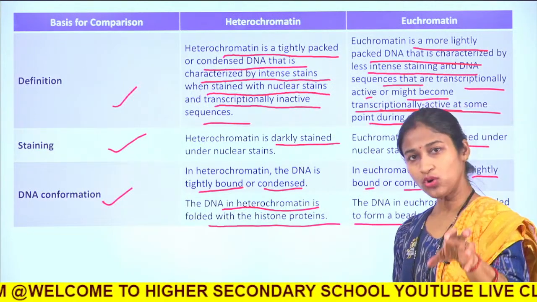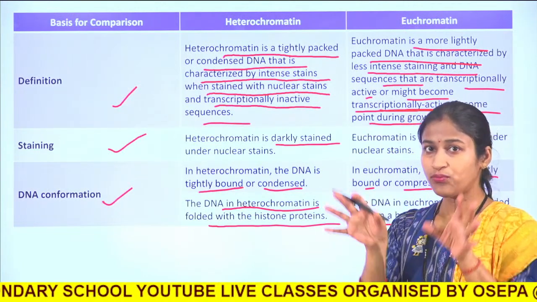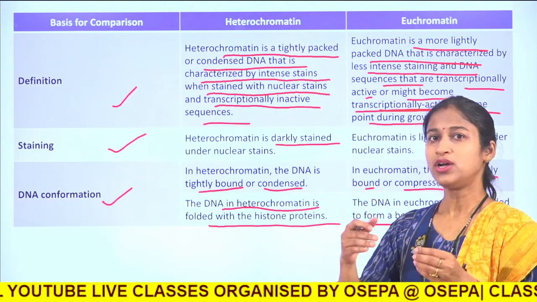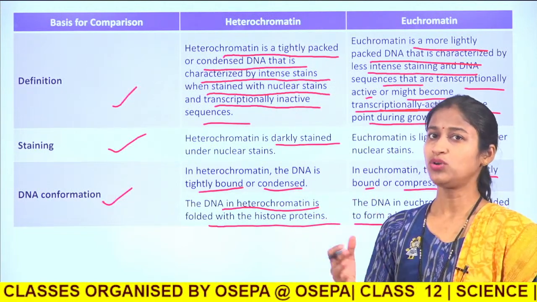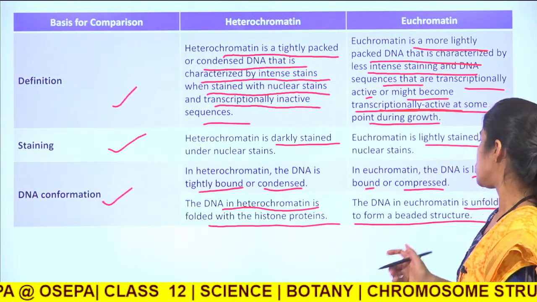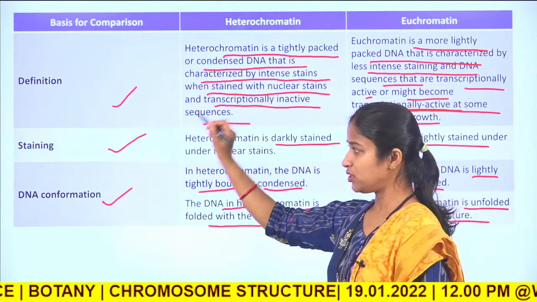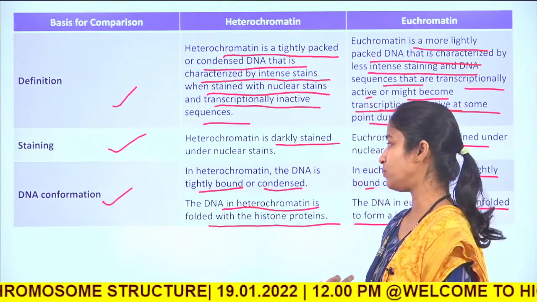So in euchromatin, the DNA is unfolded to get exposed in order to undergo the process of transcription. So they form a beaded structure. This is regarding definition, staining and DNA conformation.